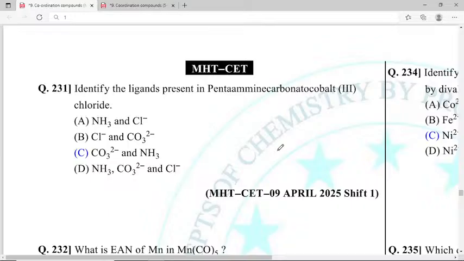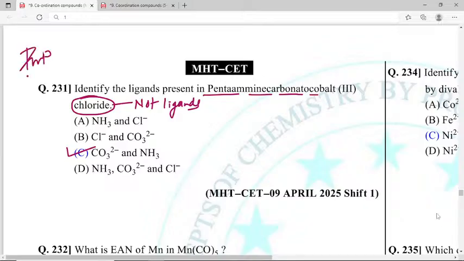Identify the ligands in the pentaamine carbonato cobalt. Chloride is not a ligand, not a ligand because this is outside the coordination sphere. So pentaamine, amine stands for ammonia, carbonato CO3 2 minus. Very important question. Please write it now as an IMP question.